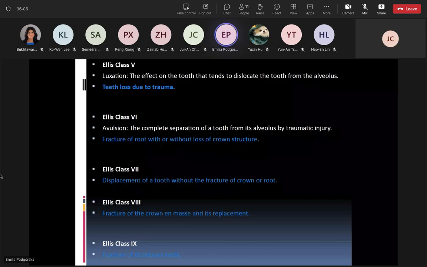Class 7, displacement of the tooth without fracture of crown or root. Class 8, fracture of the crown en masse and its tooth displacement. Class 9, fracture of the tooth.